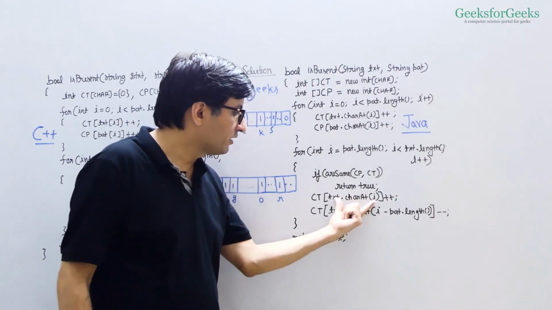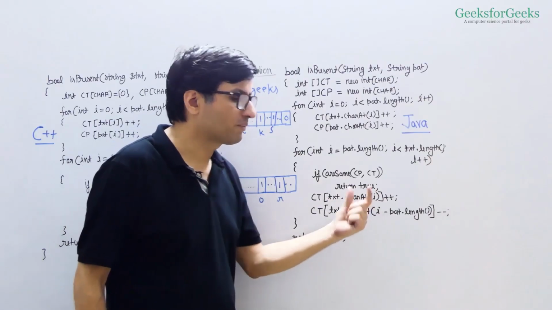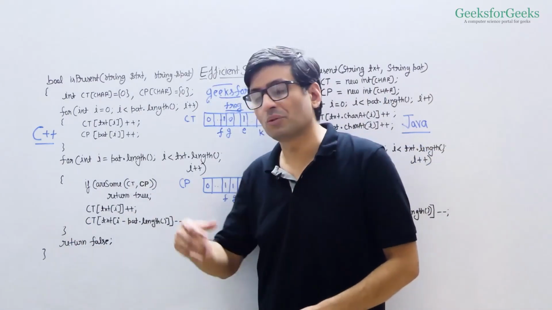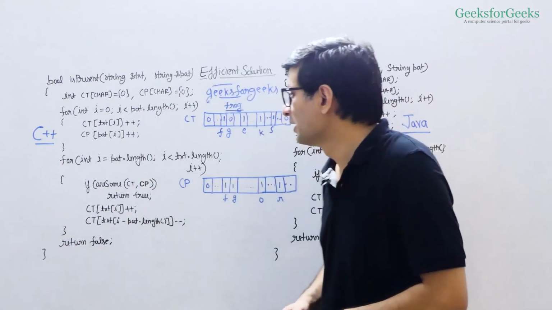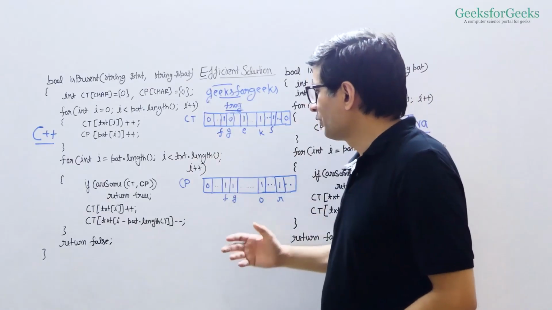And we are adding the last character of the current window, text.charAt(I) plus plus. So we add the last character, remove the first character of the previous window. And at any point, if we find CT and PT are same, we return true.